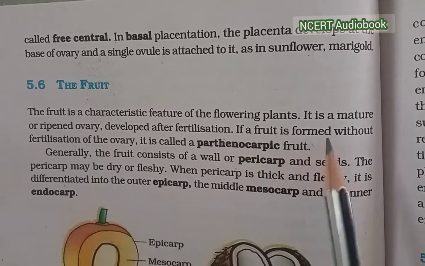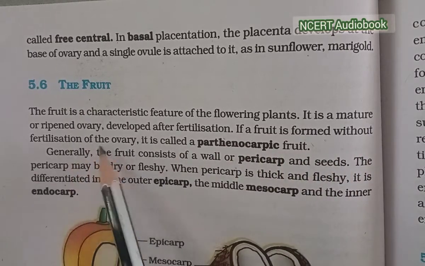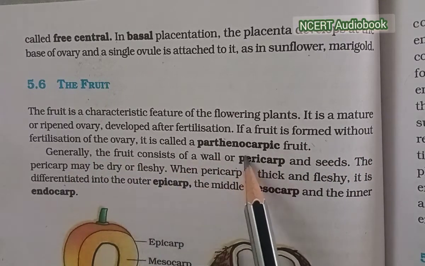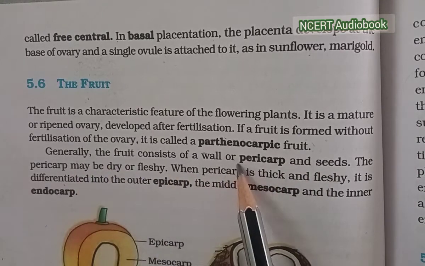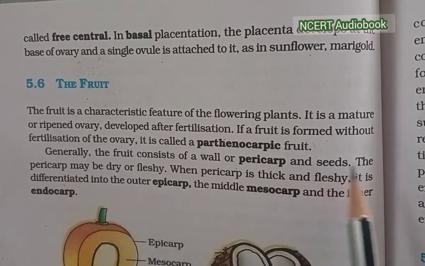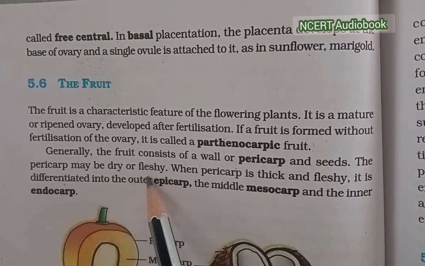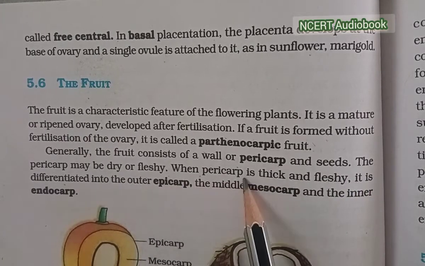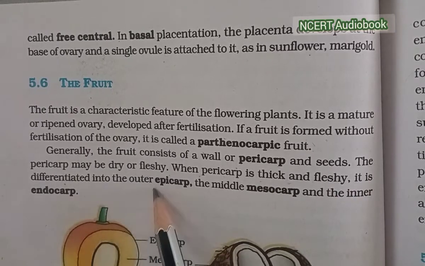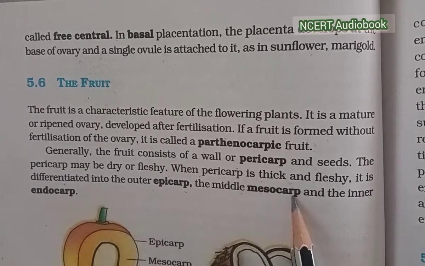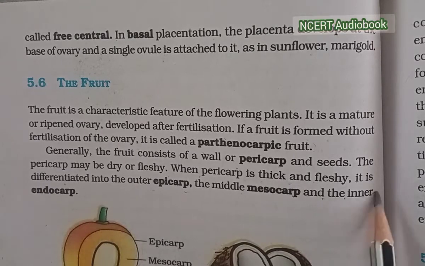If a fruit is formed without fertilization of the ovary, it is called a parthenocarpic fruit. Generally, the fruit consists of a wall or pericarp and seed. The pericarp may be dry or fleshy. When the pericarp is thick and fleshy, it is differentiated into the outer epicarp, the middle mesocarp and the inner endocarp.